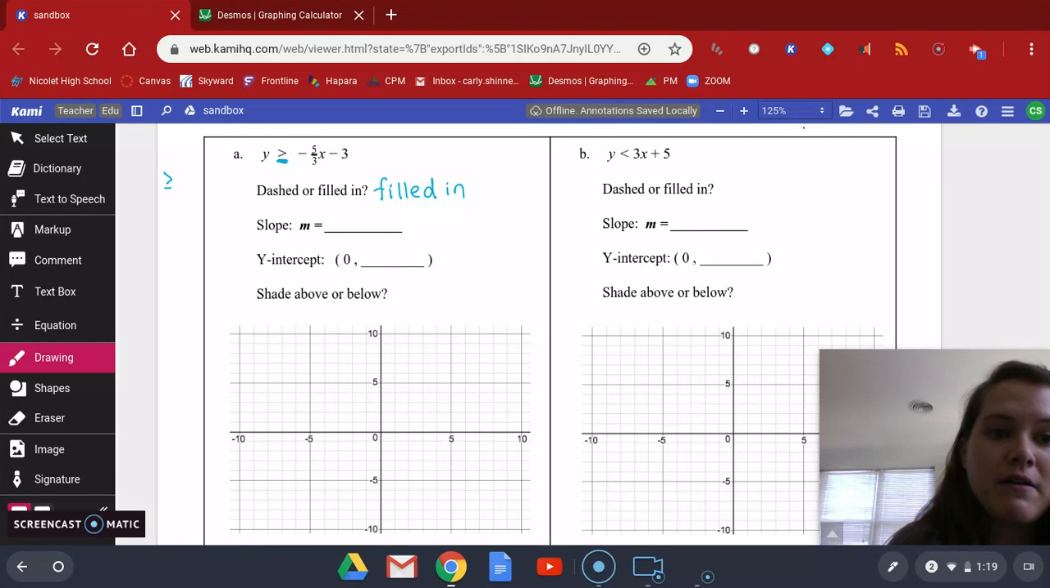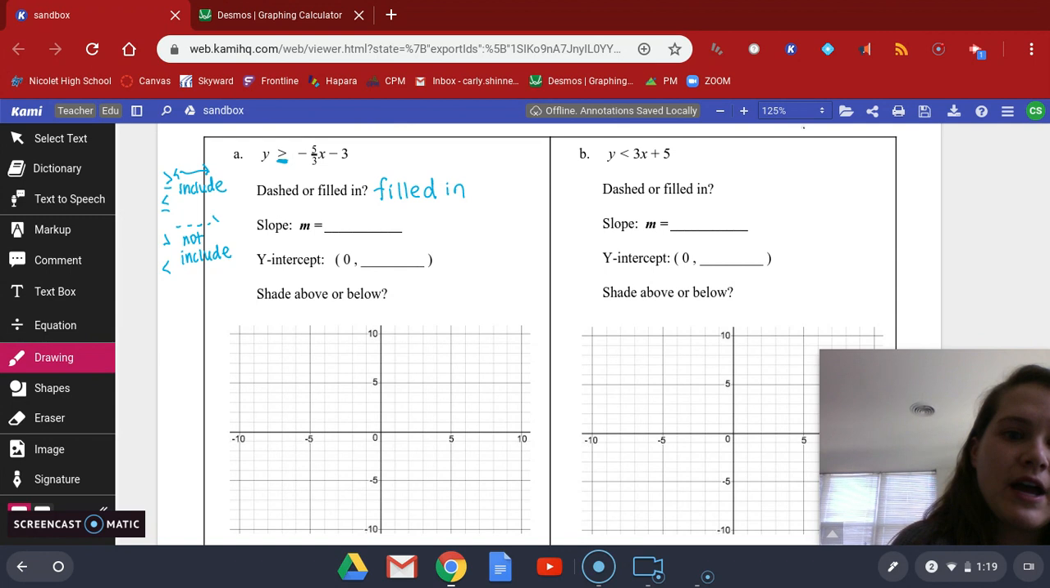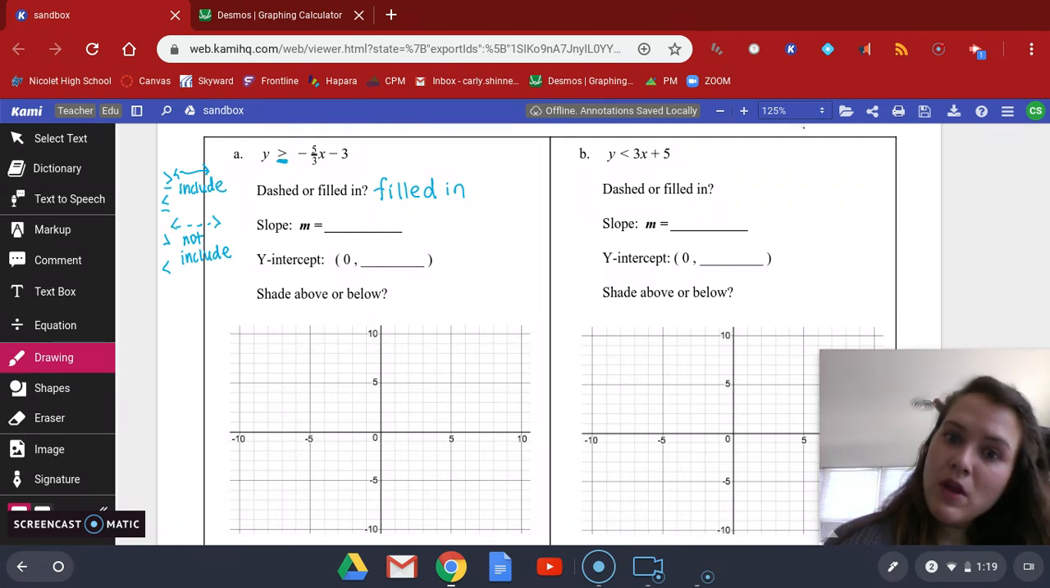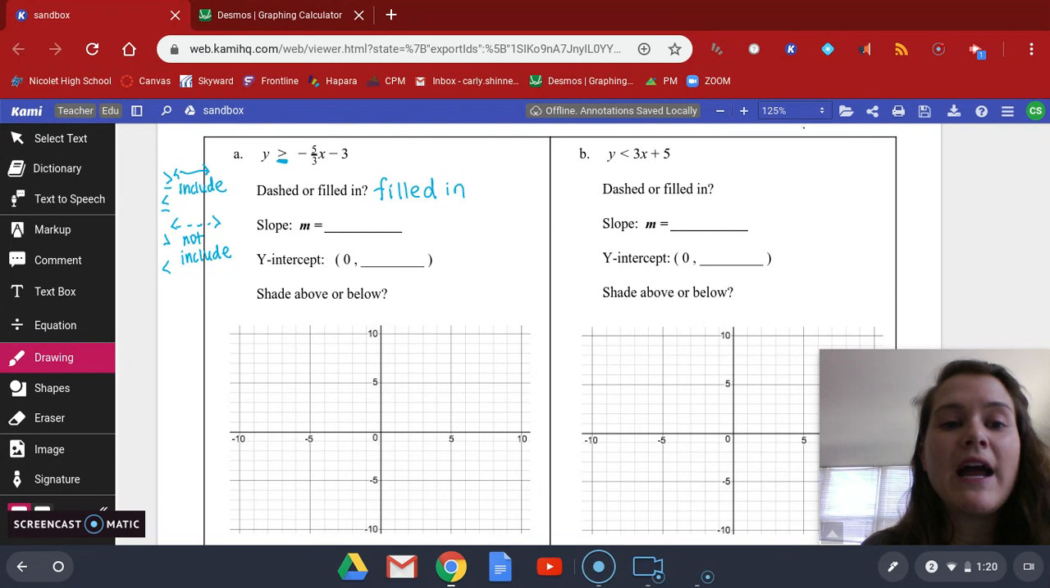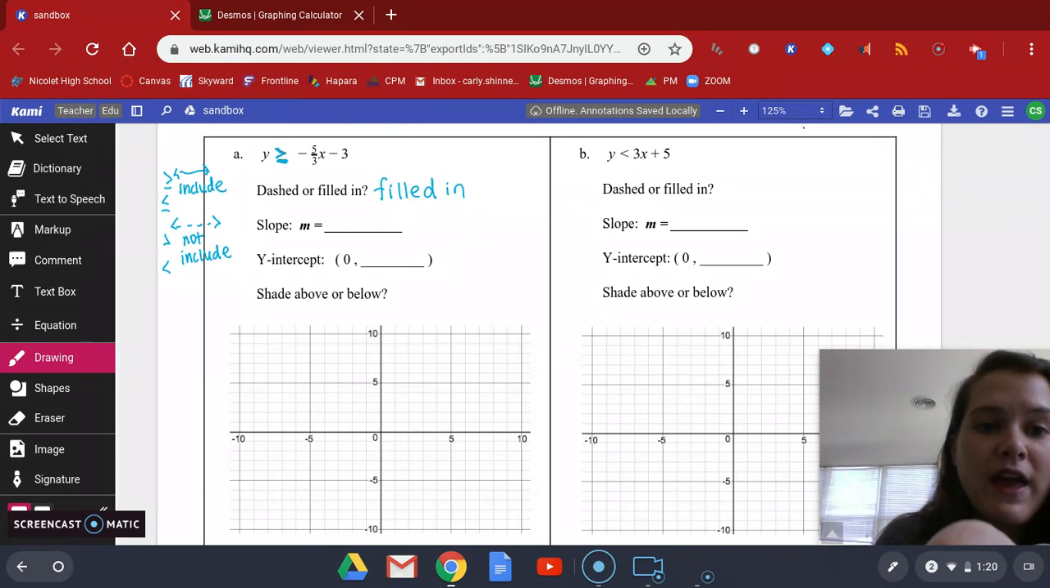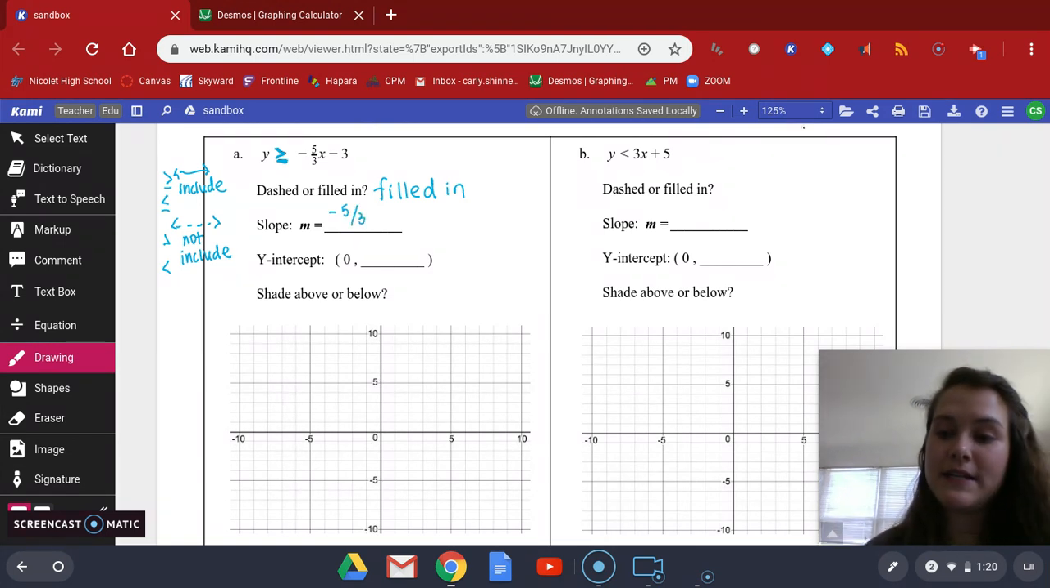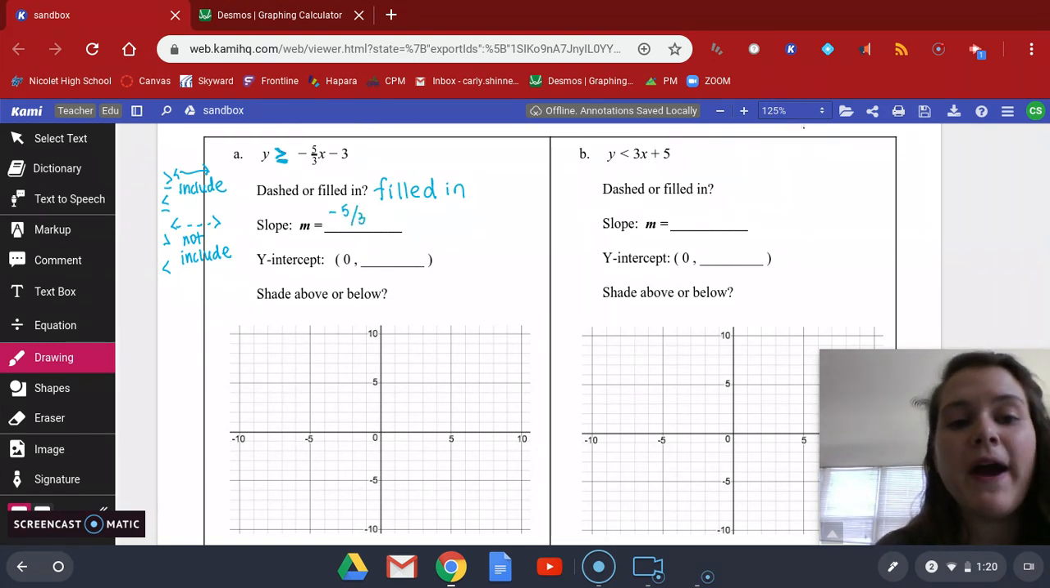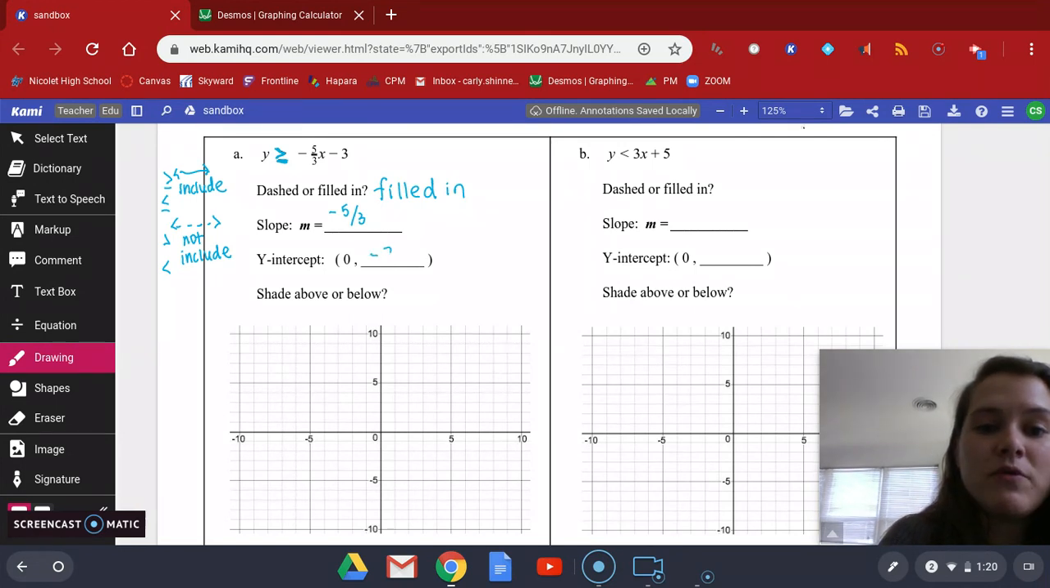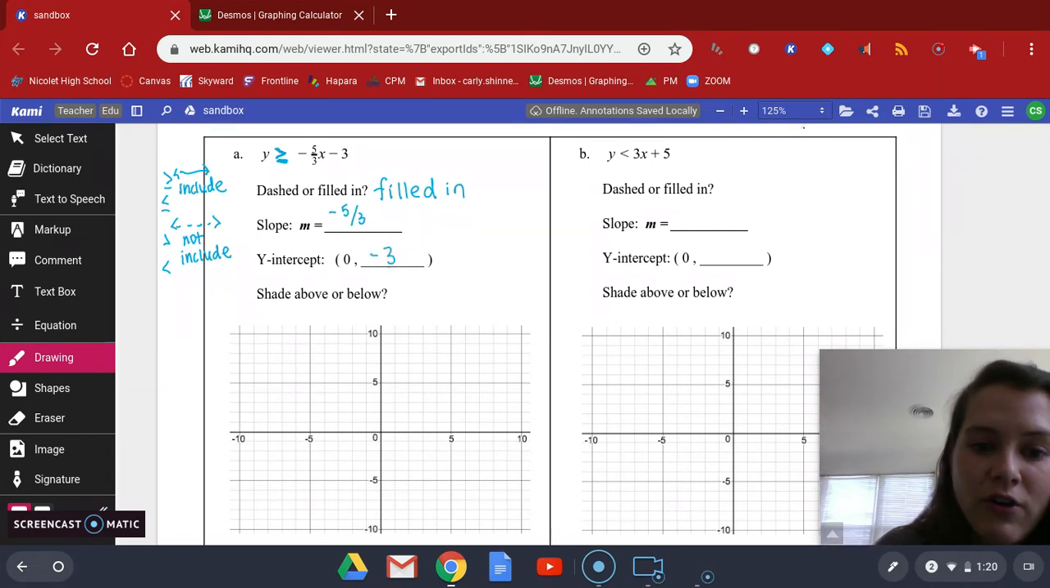If you need to make a note, "or equal to" means I include it, so it's filled in. And if there's no "or equal to," it's not included and it's dashed. So this is a filled in line and this is a dashed line, if that little note helps. This boundary line is going to be filled in because it is greater than or equal to. My slope is negative 5/3, so that's a downward slope. My y-intercept is 0, negative 3. Let's first get graphing that.